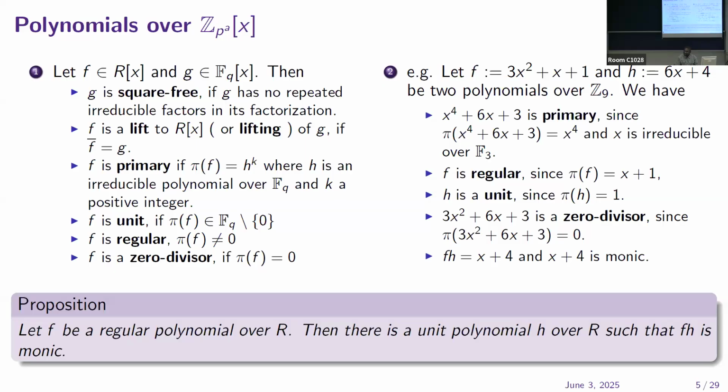When F is a regular polynomial, then there is a unique polynomial H such that the product F by H equals a monic polynomial. Explain that.